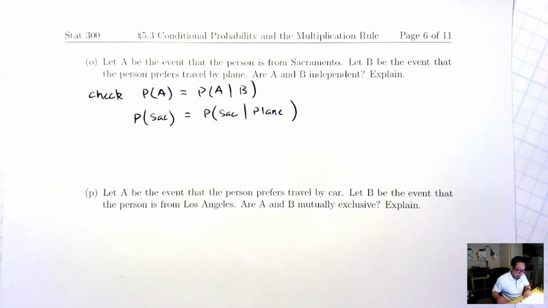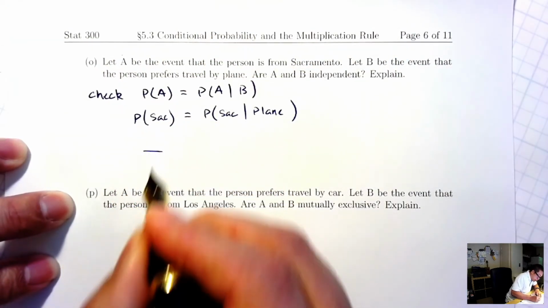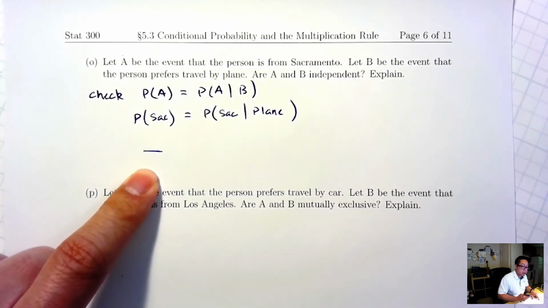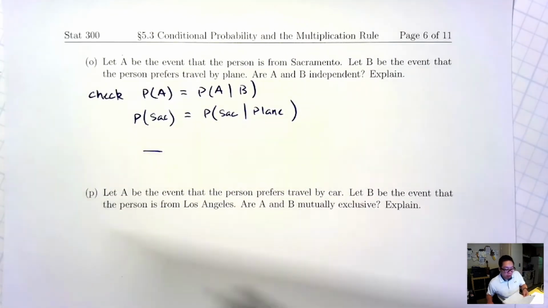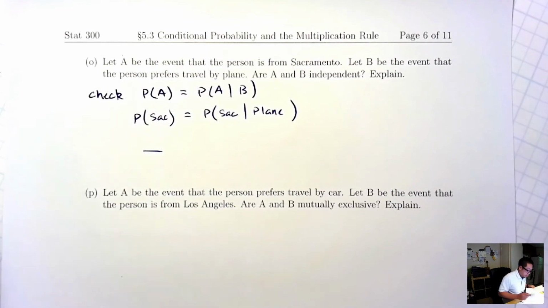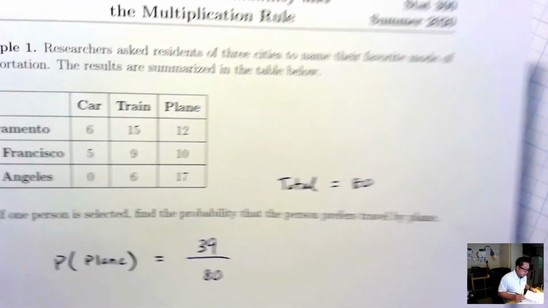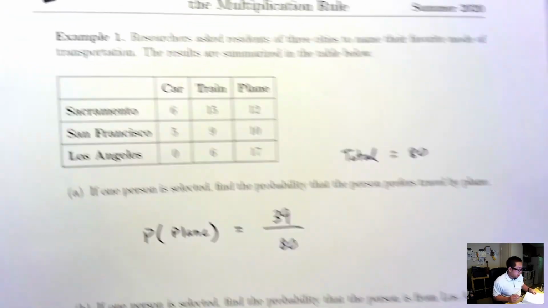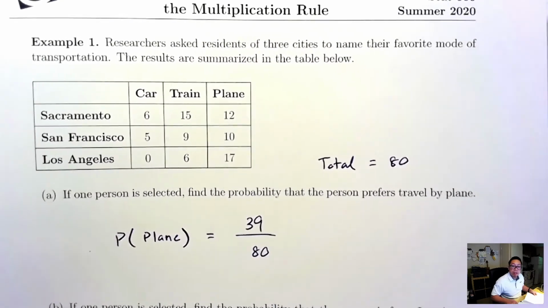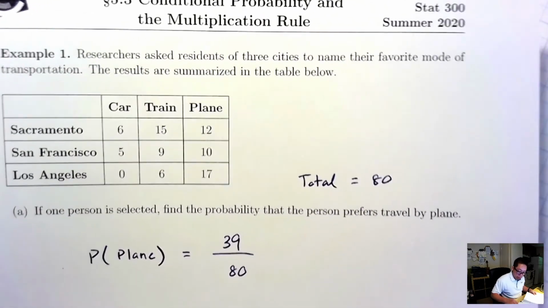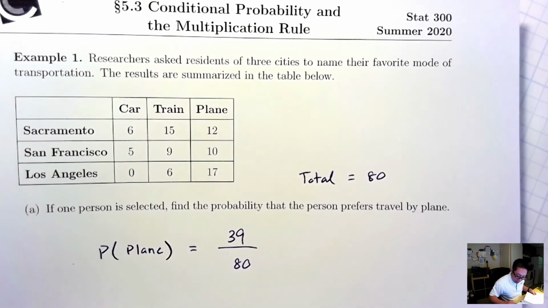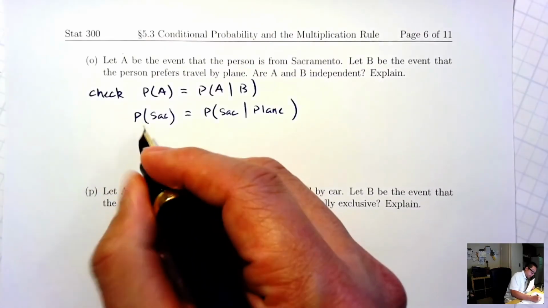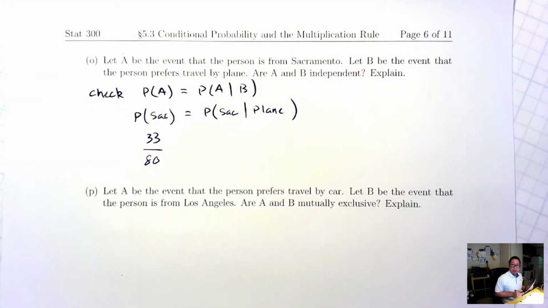Okay, let's start with the left side. The left side is probability of Sac, so that's just the regular probability of getting a person from Sacramento. The bottom is going to be the total, which is 80. The top is going to be people from Sacramento. Sacramento would be 6, 15, and 12. So 6, 15, and 12 is 33. Okay, that's the left side.